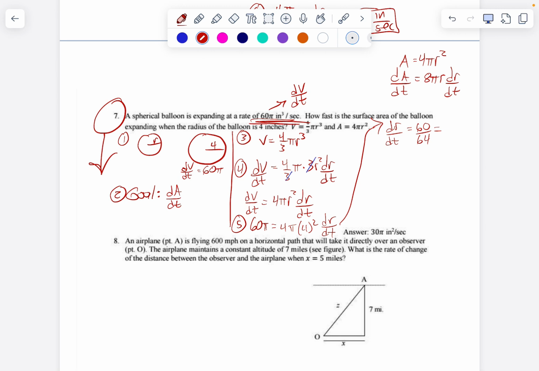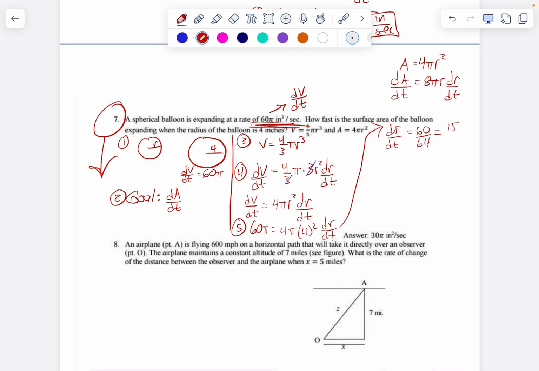What can we do with that? Thanks. All right, and then we'll take that and put it into our dA dt.